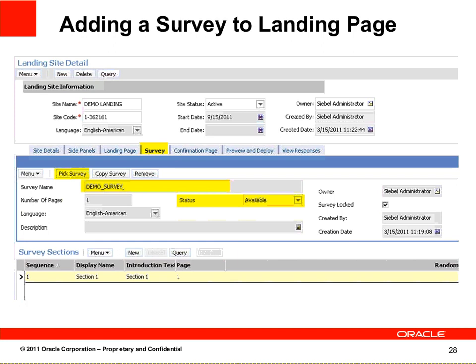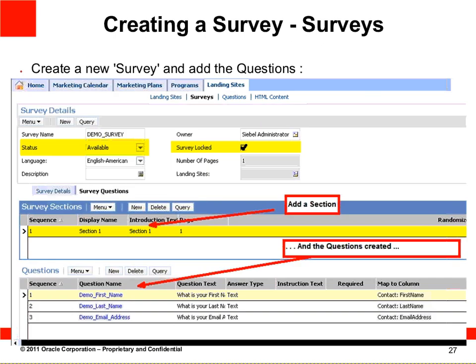But before I continue, let me go back for a second. And this is very important. Once you create the survey, you have to make a change. You have to change the status to available. Otherwise, you will not be able to associate that survey to a landing page. So that's an important step that I forgot to mention.